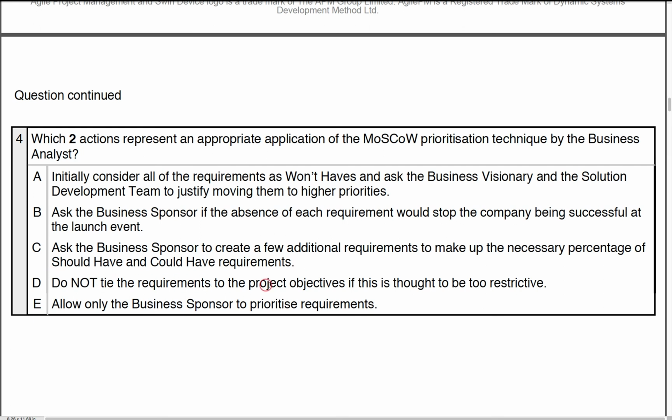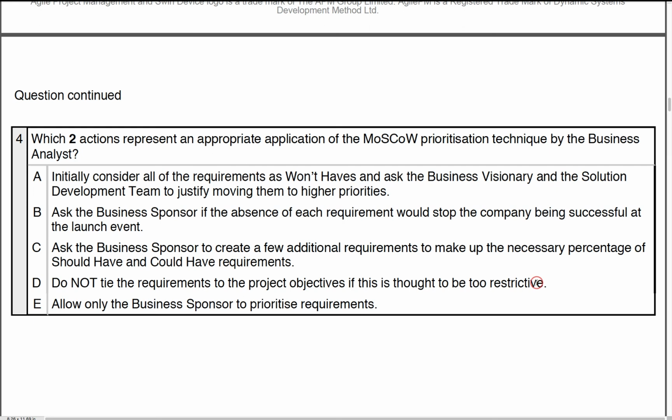Do not tie the requirements to the program objectives if this is thought to be too restrictive. Well, that's exactly what you need to do, so you cannot remove that. That's a non-statement. Allow only the business sponsors to prioritize requirements. Well, of course, you don't do this either.